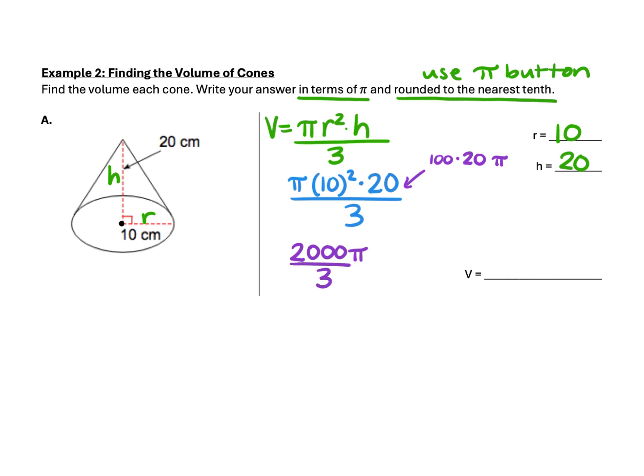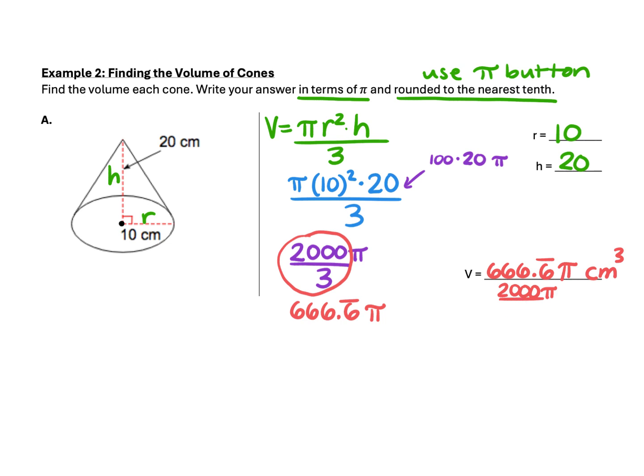Now at this point, when I want to leave my answer in terms of pi, I could either leave it like that, or if I use my calculator and divide this out, 2,000 divided by 3 is 666.6 repeating. So 666 and 2/3. So I would accept the answer as either the repeating decimal, like I wrote there, 666.6 repeating pi cubic centimeters, or you could leave it as 2,000 pi over 3. That would be the same thing.